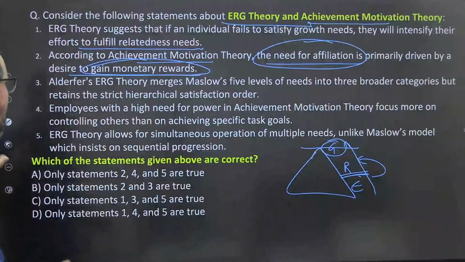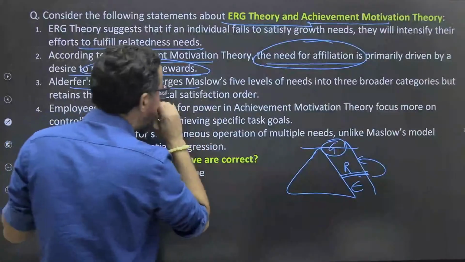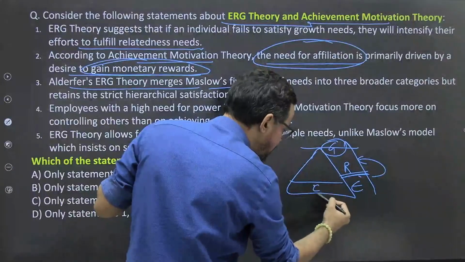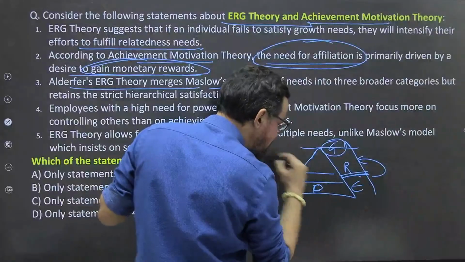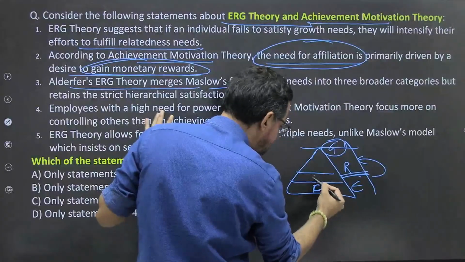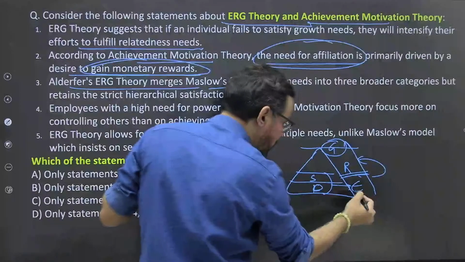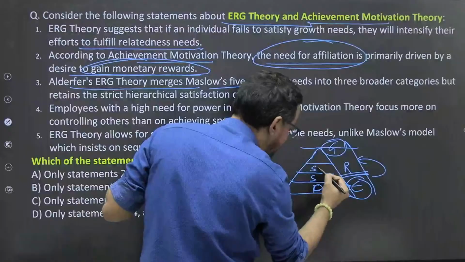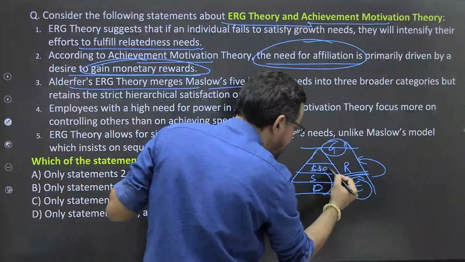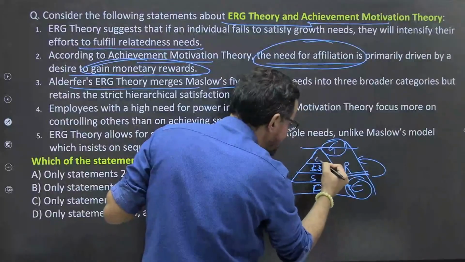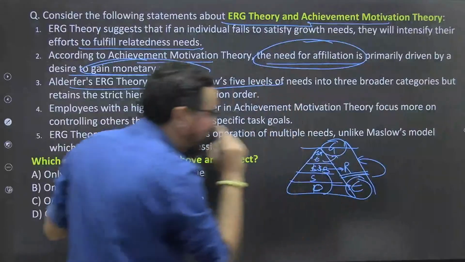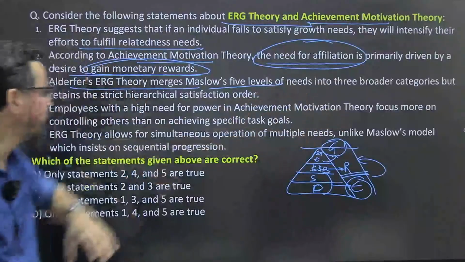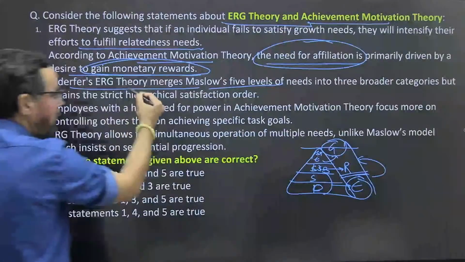This is the statement. Alderfer's ERG theory merges Maslow's hierarchy of 5 levels. Physiological need and safety become existence. Then we have esteem, social and love and belonging, they are part of relatedness. And esteem and self-actualization come under growth. So what they did was summarize Maslow's theory and give it in this form.